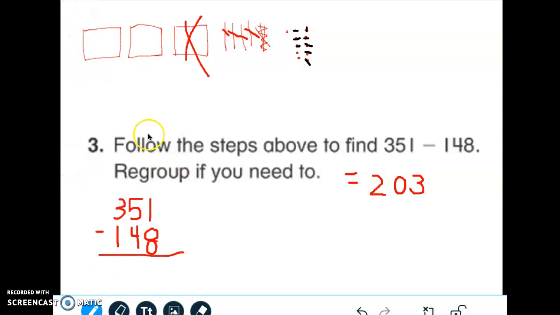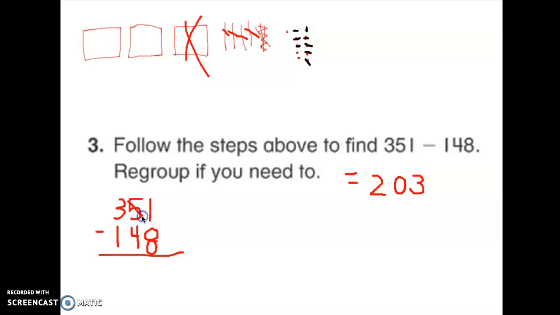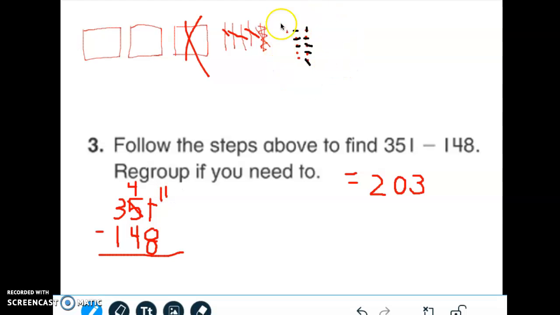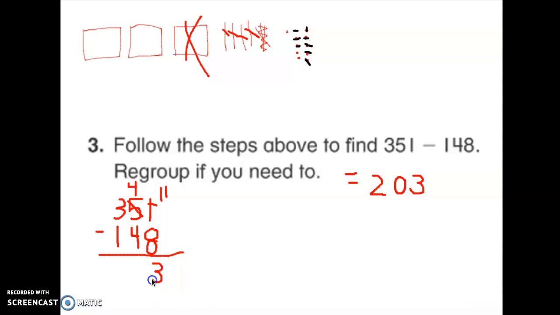So this is explaining exactly what we just did with the place value blocks, but now we're just doing it with the numbers here without writing out those blocks. 1 minus 8, we can't do it, so we have to regroup. We turn that into a 4, and my 1 now turns into an 11. So that's what we did with those ones up here. We had 11 ones. We take away 8, and we have 3 left over.